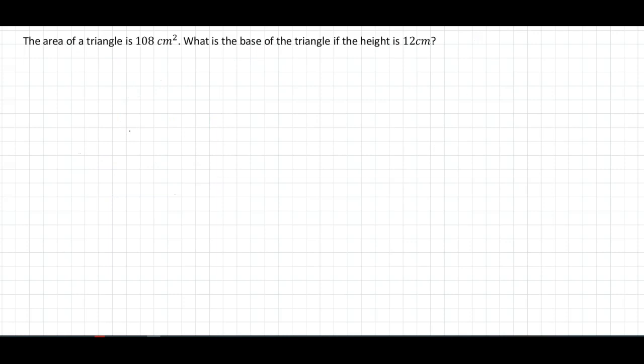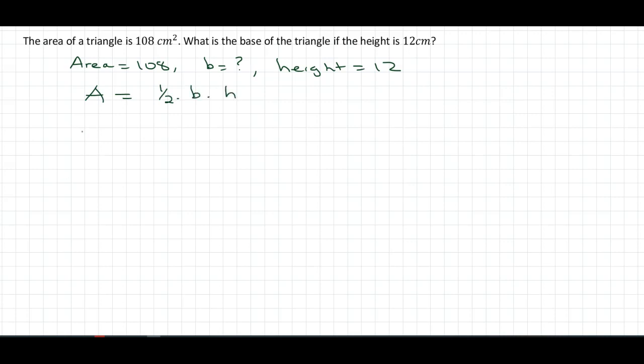Now we have the area of the triangle. We're looking for the base given the height. So let's go ahead. What do we have? We have area is 108. Base is unknown. Height is 12. Okay. So let's start with the area of a triangle. The area is going to be 1/2 multiplied by base multiplied by height.